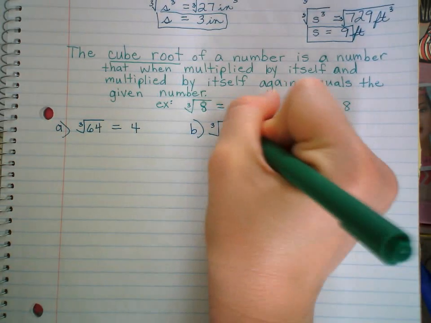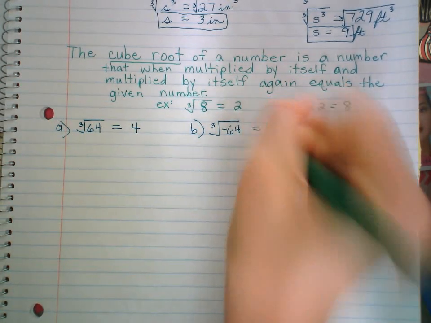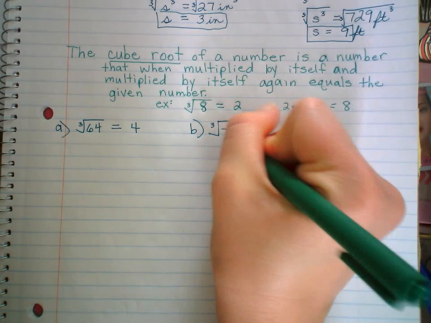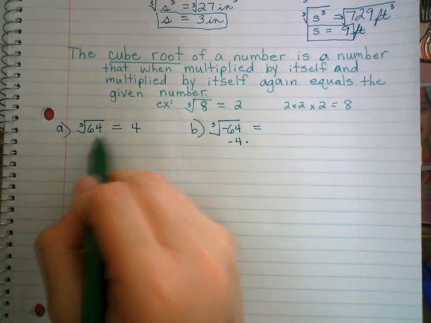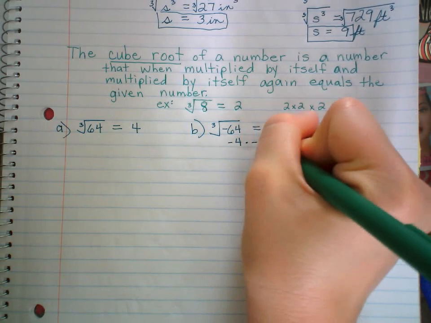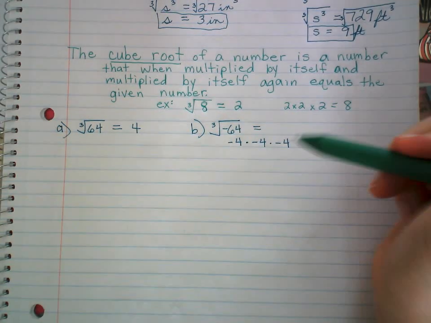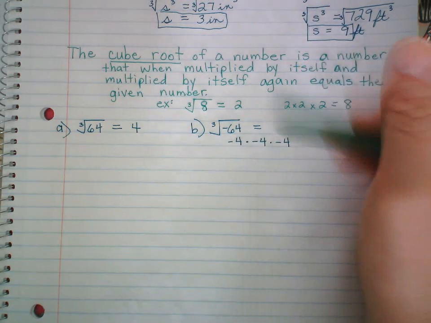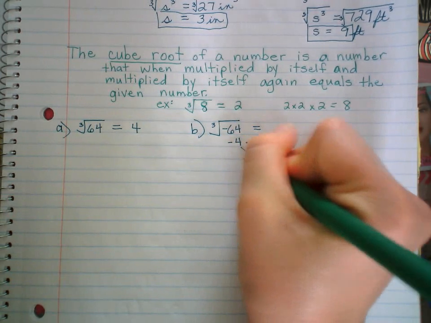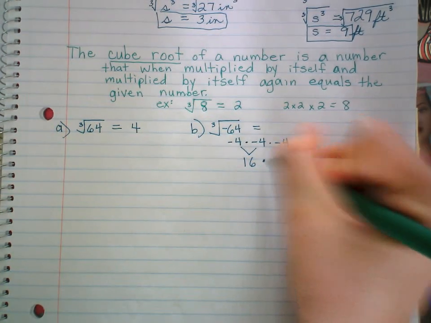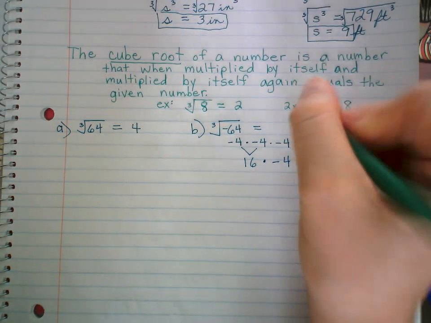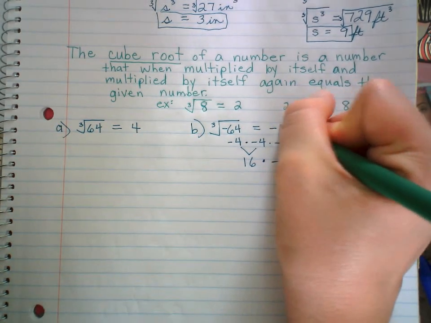Okay, so now, what if we have the cube root of negative 64? What number times itself 3 times equals negative 64? Well, negative 4, because we knew the cube root of 64 is 4. Negative 4 times negative 4 times negative 4. Negative times negative, positive 16. So a positive 16 times a negative 4 equals negative 64. So for cube roots, you can have a negative answer.